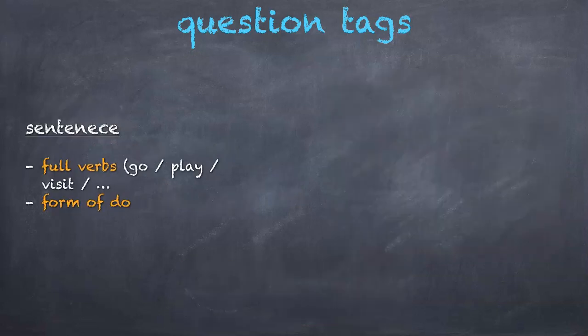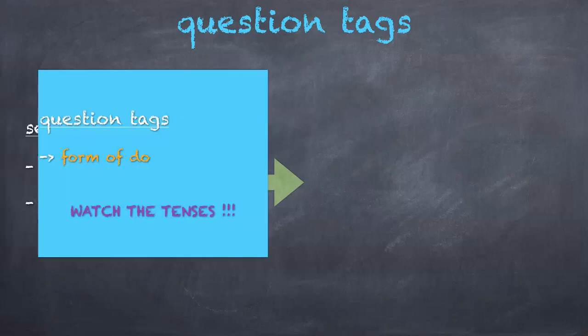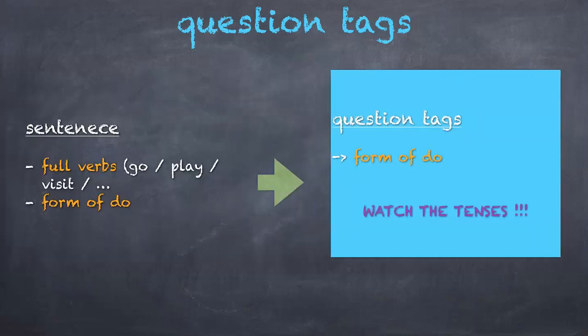There is maybe one problem that is not so clear here. What do you do when you have full verbs? What do you do when it's not can, when it's not is, or when it's a form of do? Then something changes. Then you have to use a form of do. So when you have a full verb, like go or play, or a form of do, you use also a form of do in the question tag.